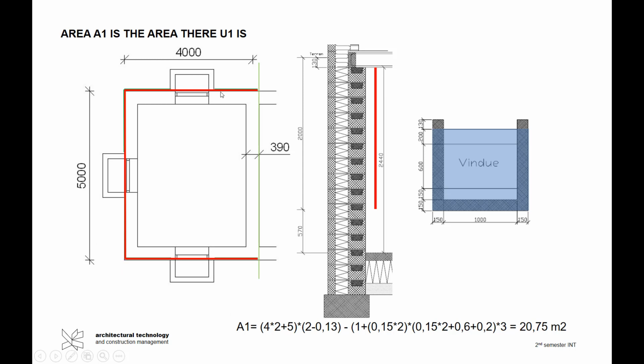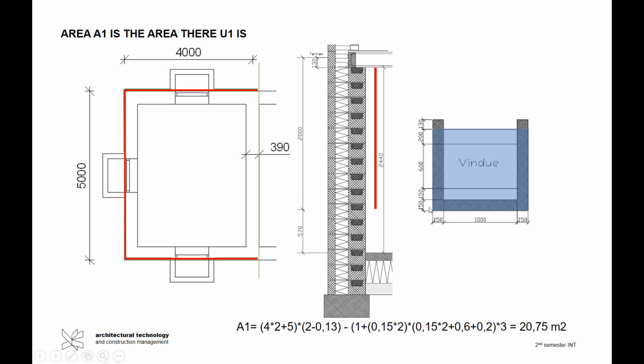So I have 2 of these, 4 meters plus the 5 meters. Then I times it by the height, which I have here all the way up to the ring, minus the part down to where my basement wall starts. Then I have to subtract the windows. And I take first the width of the window, which is 1 meter, plus these 2 of the walls of the light shafts.